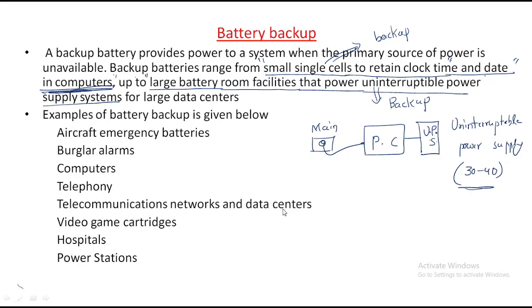Telecommunication networks and data centers. This is very, very important. Generally in telecommunication networks and data centers, whenever the power supply is there, the signal is maintained for the calls and messages on our mobiles. But whenever the power supply is off, that time the battery will take that responsibility, and it will maintain this telecommunication and data. Next, video game cartridges.